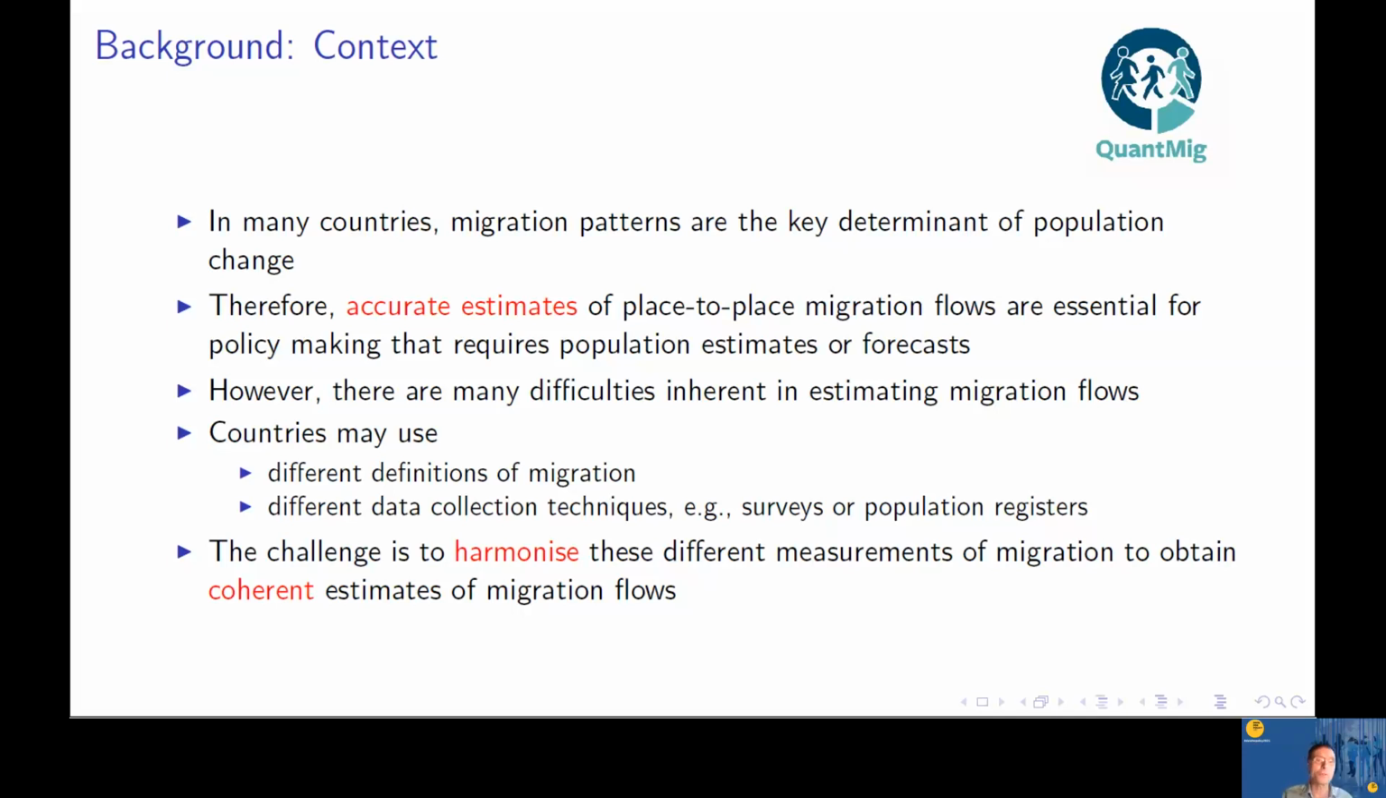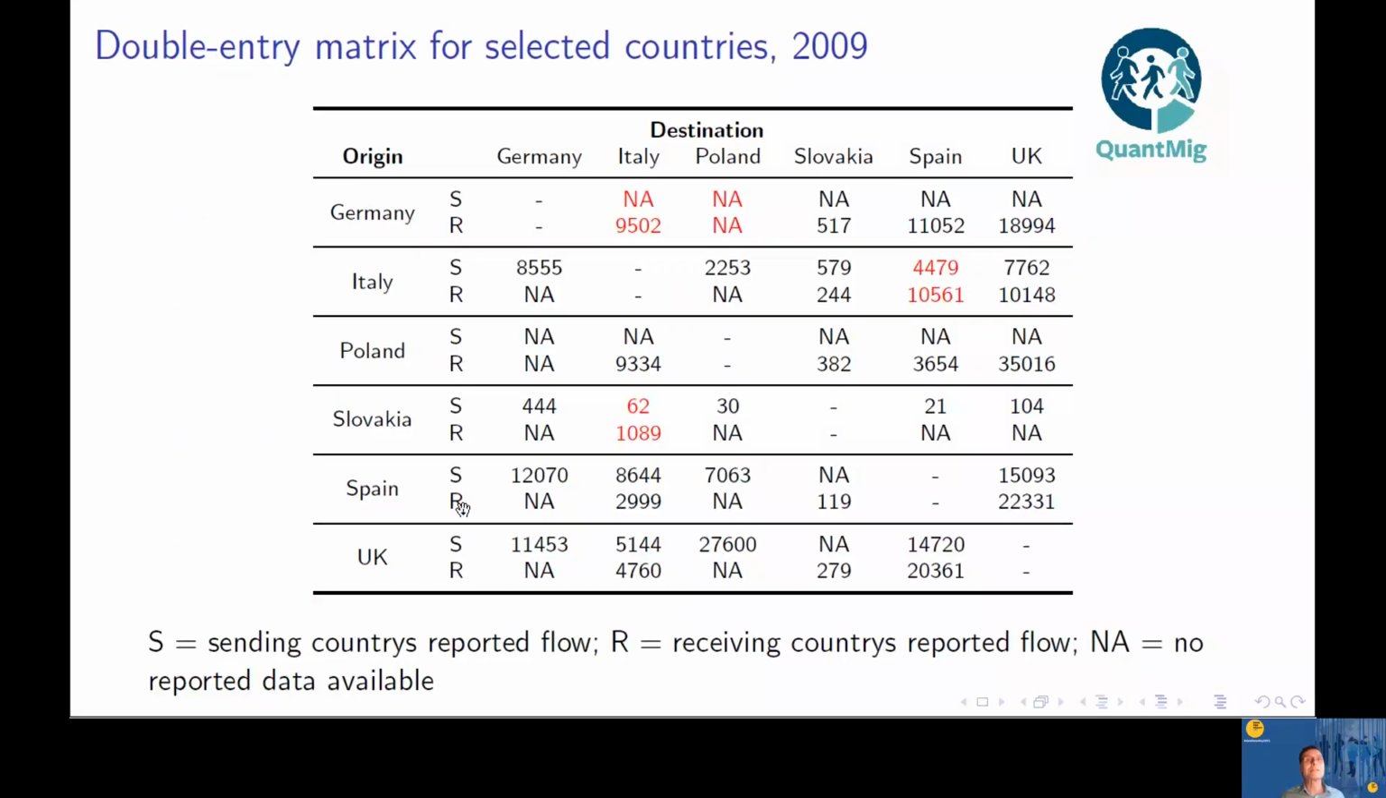Also, different countries use different data collection techniques. For example, some countries, such as the UK, use a survey, whereas other countries have population registers. So the challenge is to harmonise these different measures of migration to obtain coherent estimates of migration flow. So perhaps the following selection of data will help illustrate the points. So this is the sort of data we have.